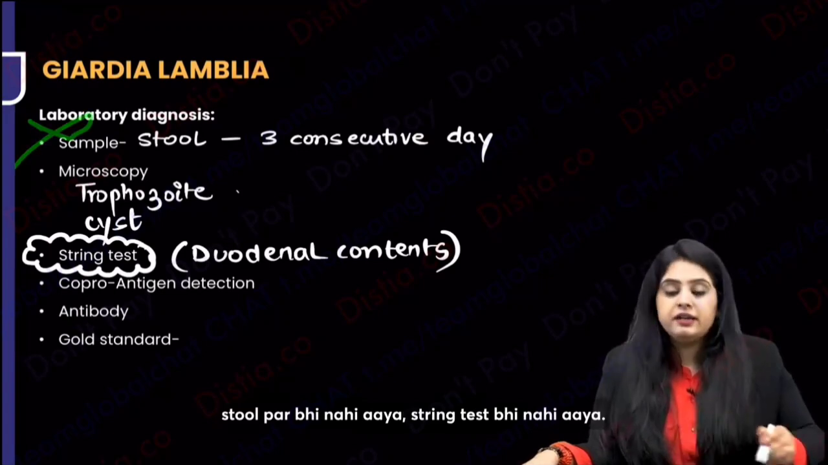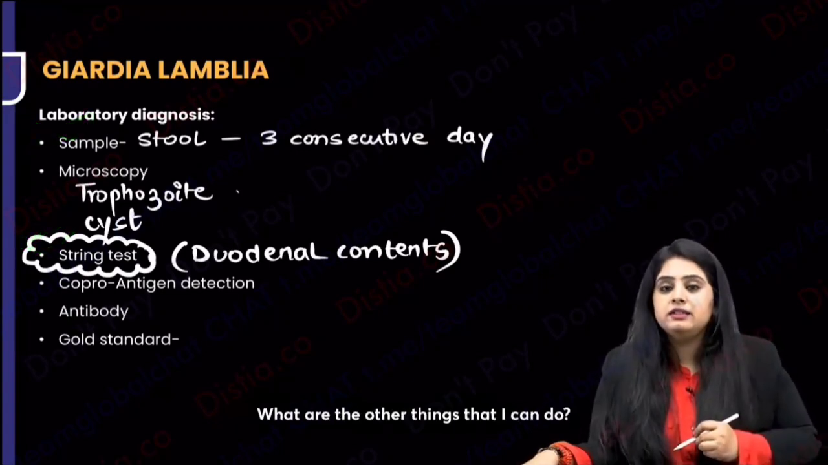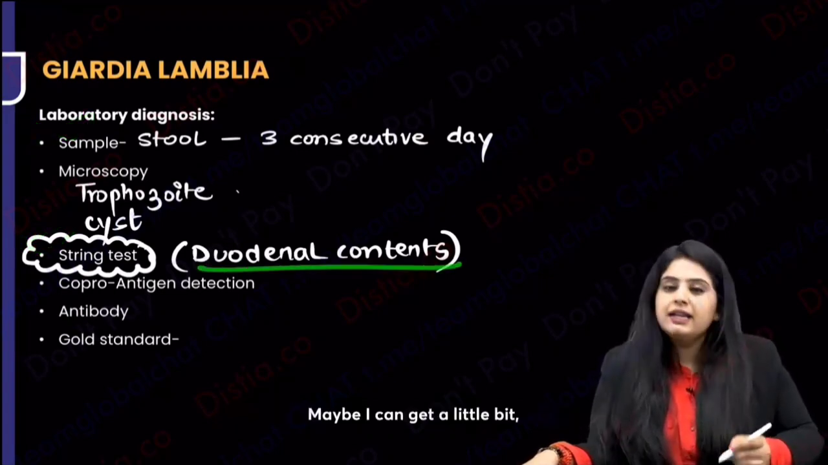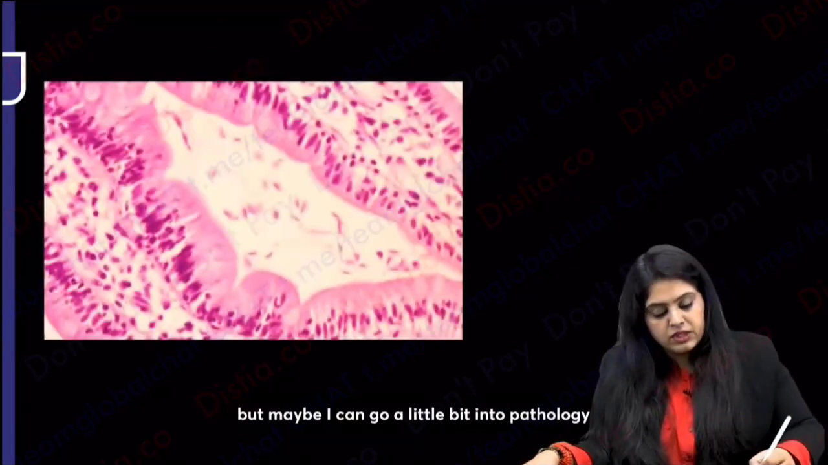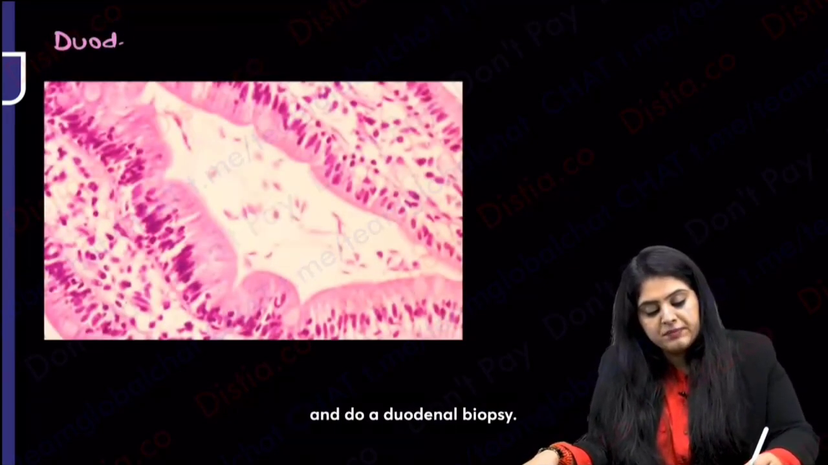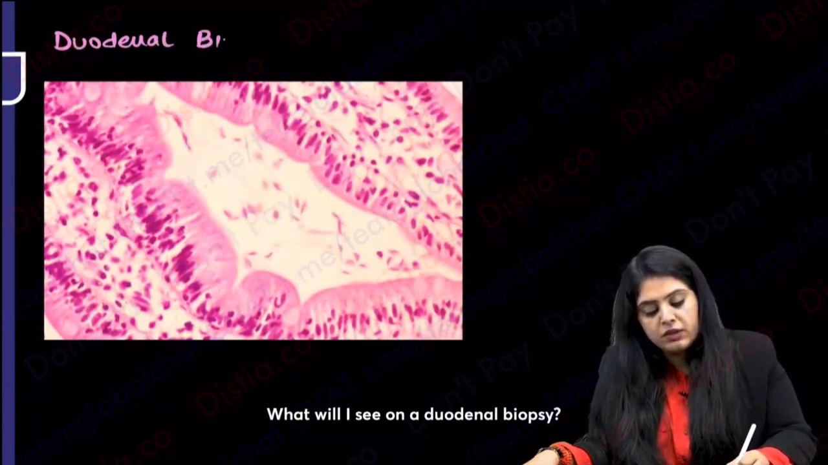But you will say that, ma'am, string test par bhi nahi aaya. Stool pe bhi nahi aaya, string test pe bhi nahi aaya. What are the other things that I can do? Maybe I can get a little bit, although not very commonly done, but maybe I can go a little bit into pathology and do a duodenal biopsy. What will I see on a duodenal biopsy?